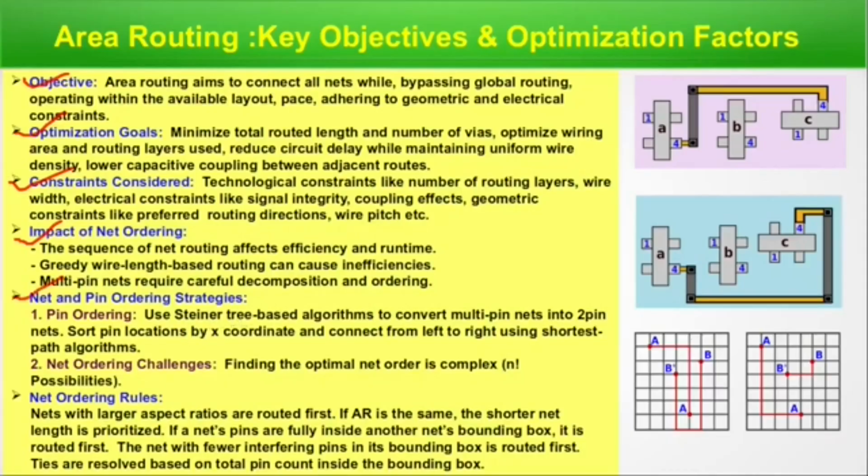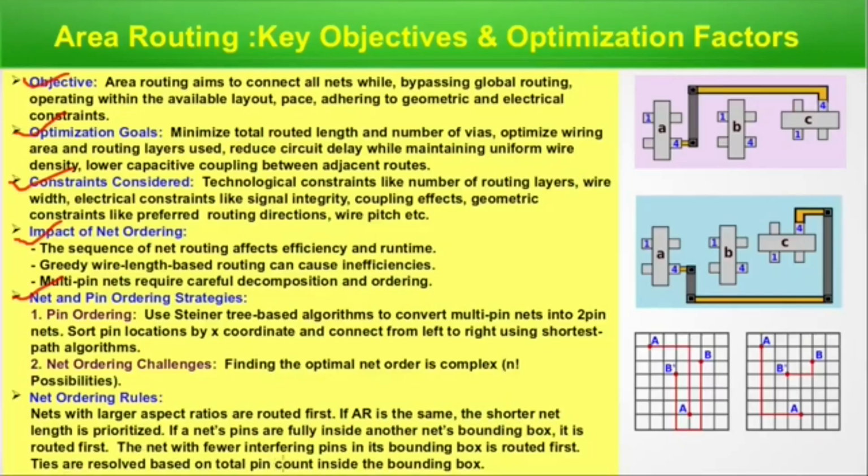Pin ordering: use a Steiner tree based algorithm to convert multi-pin nets into two-pin nets, sort pin locations by X coordinate, and connect from left to right using a shortest path algorithm. And net ordering challenges: finding the optimal net order is complex, with n factorial possibilities. Now, net ordering rules: nets with larger aspect ratios are routed first. If the aspect ratio is the same, the shorter net length is prioritized. If a net's pins are fully inside another net's bounding box, it is routed first.